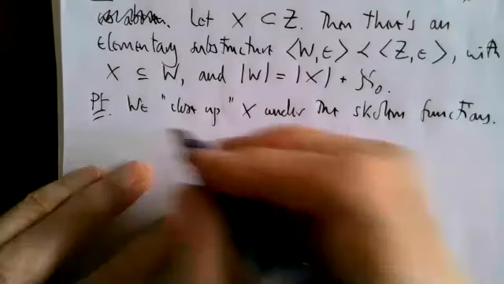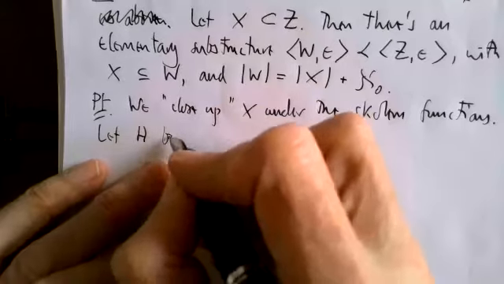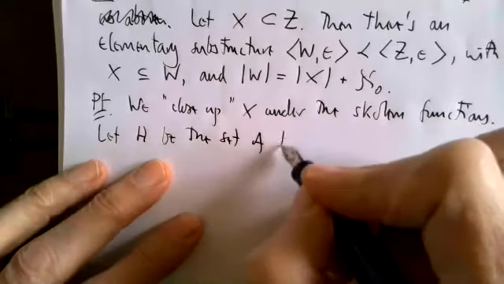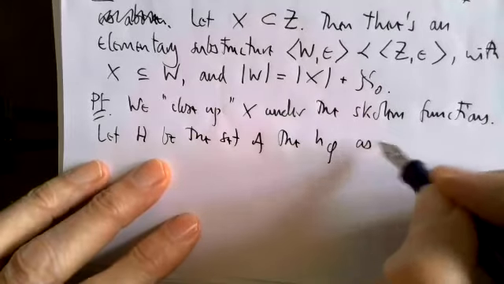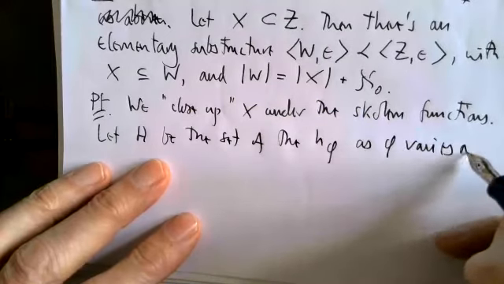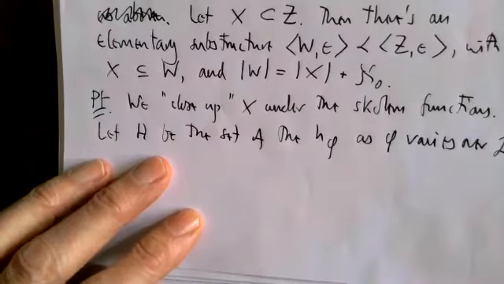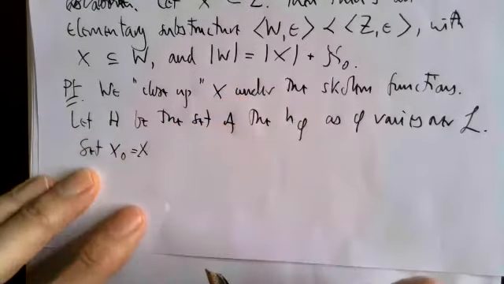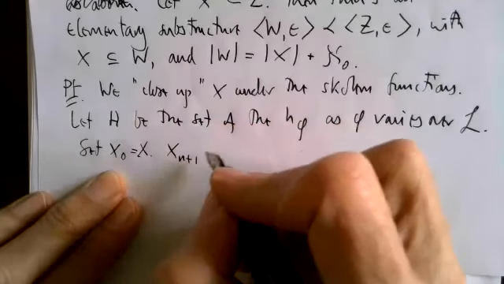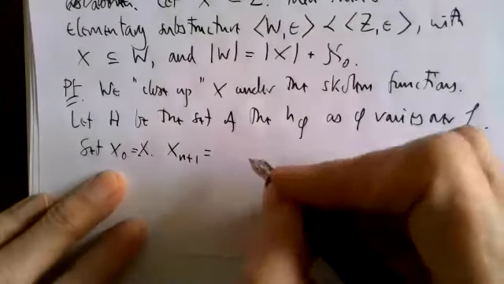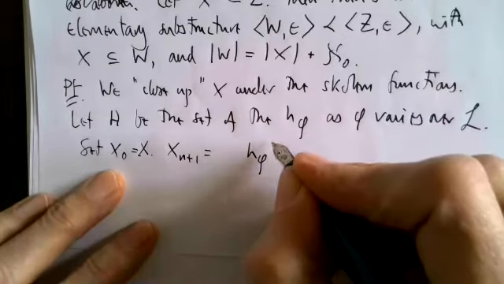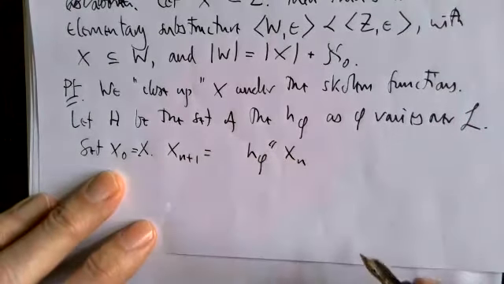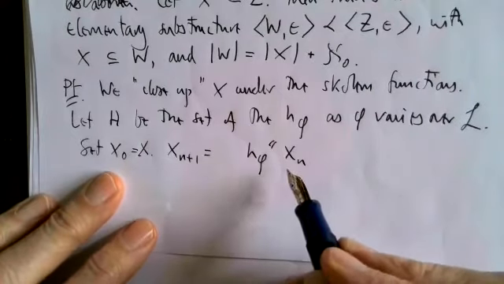So, let H be the set of the H phi, as phi varies over the language. And we just, by recursion on the natural numbers, enlarge X so that it works. We set x0 to be our initial x. And what is xn plus 1, assuming xn is defined? Well, I apply the Skolem functions that I've got to the xn. I've got countably many functions, and I apply them to this set here.